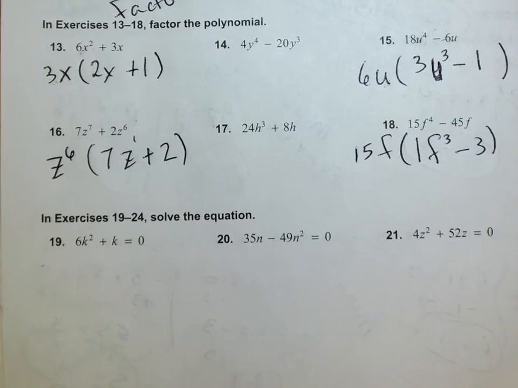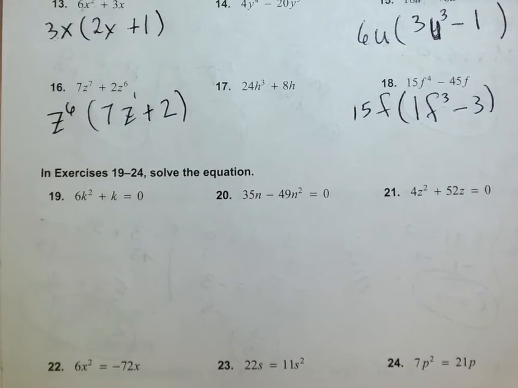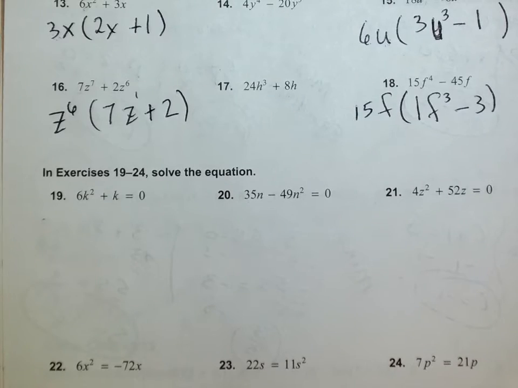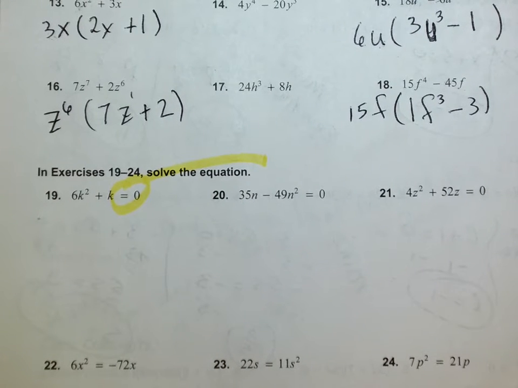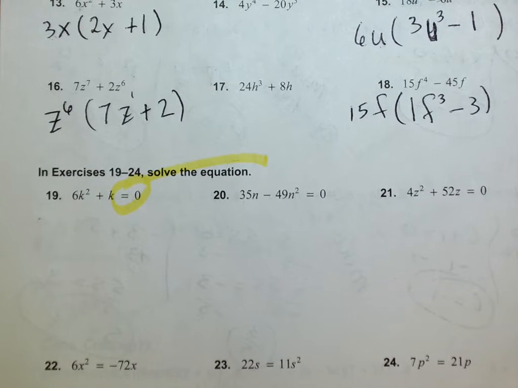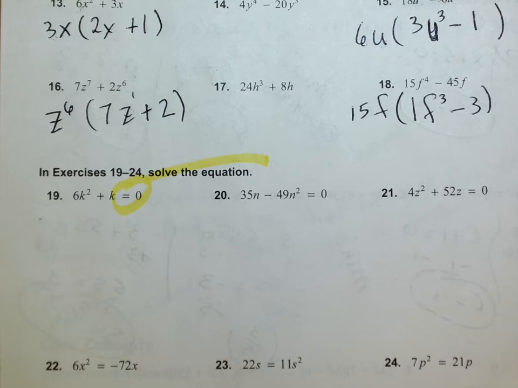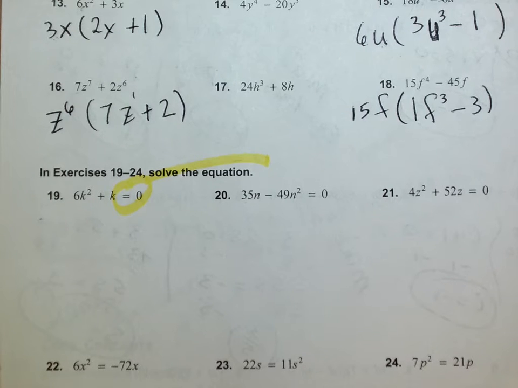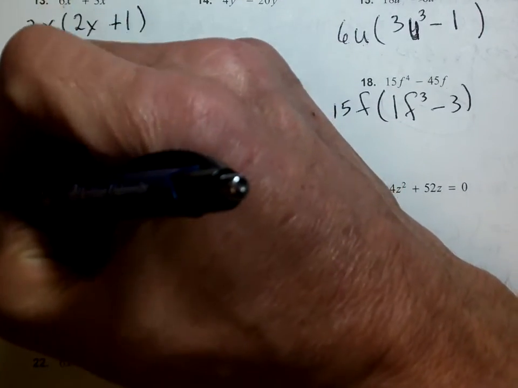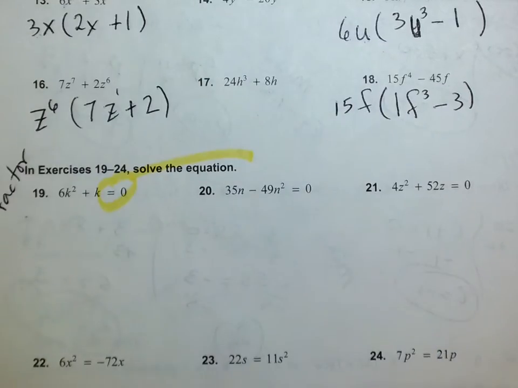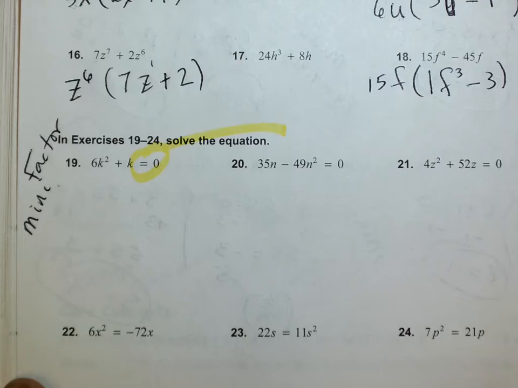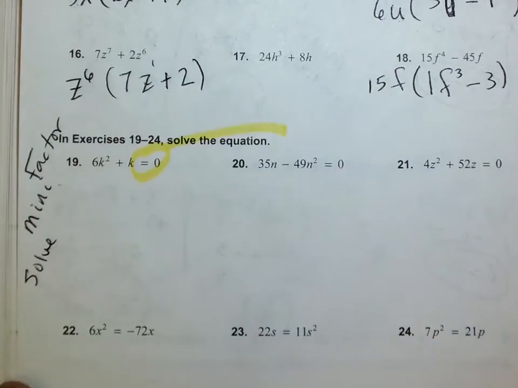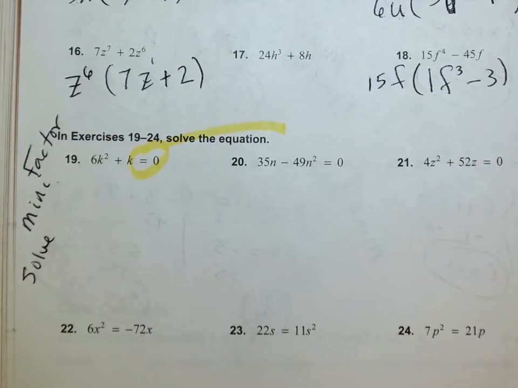Let's do 19. If you look at question number 19, there's an equal sign. I'm going to highlight it. It says solve. So if we're going to solve it, we're going to factor first, get many equations, solve our many equations. So I'm going to write this down. Factor, many equations, and then we're going to solve, okay?